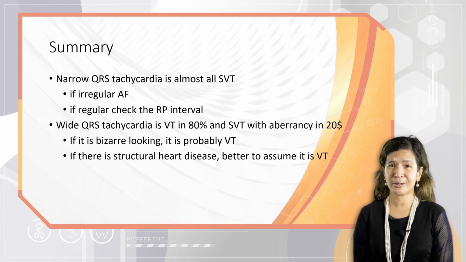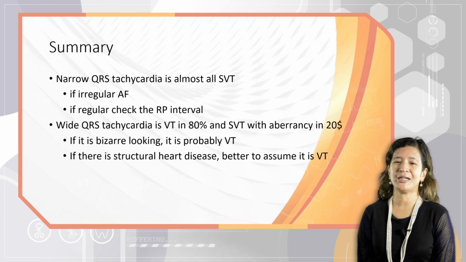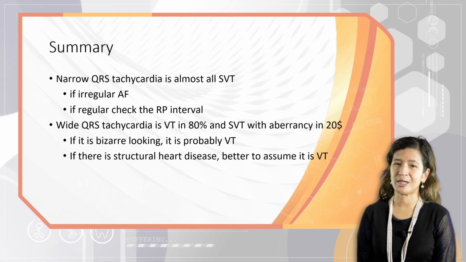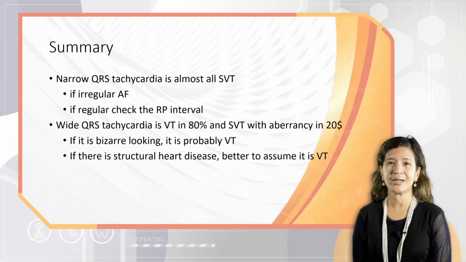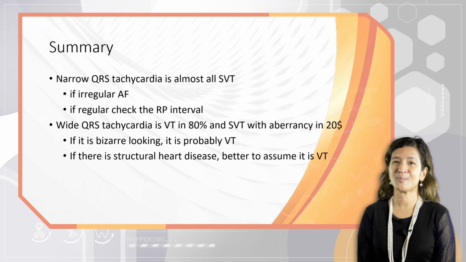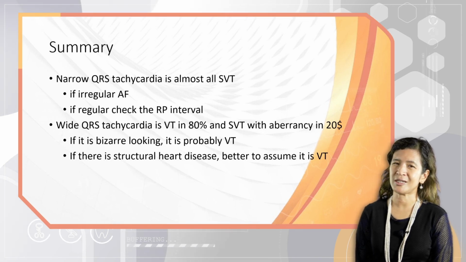Now, wide QRS tachycardia, on the other hand, is VT in 80% and SVT with aberrancy in 20%. If it is bizarre looking, it is probably VT. If there is structural heart disease, then it is better to assume that it is VT.